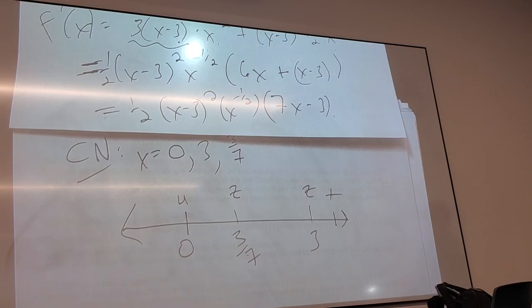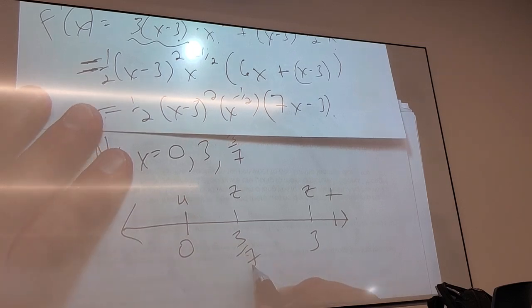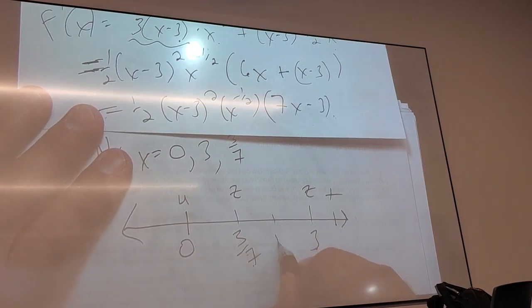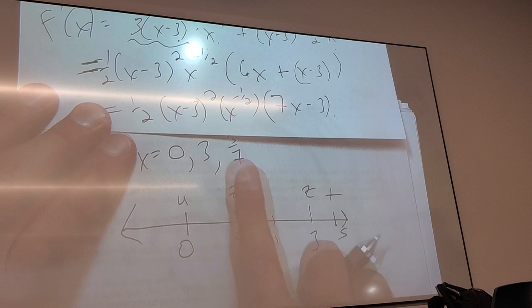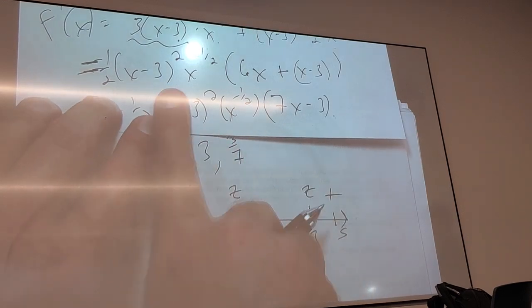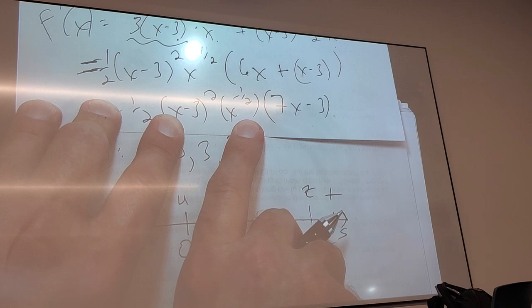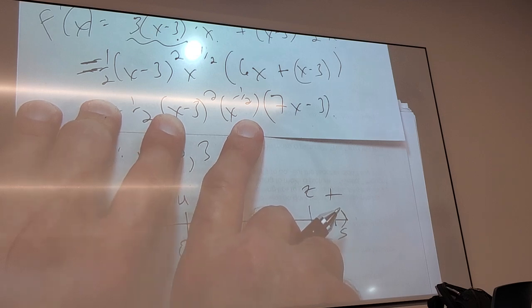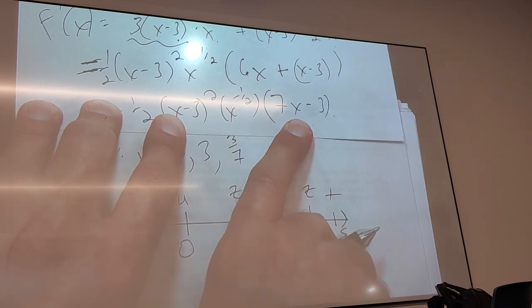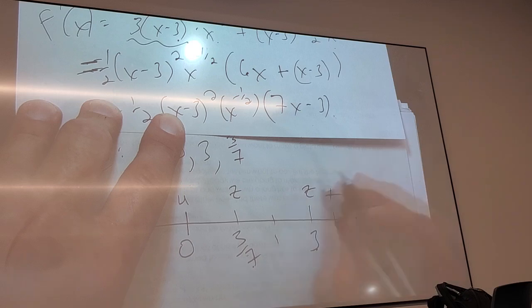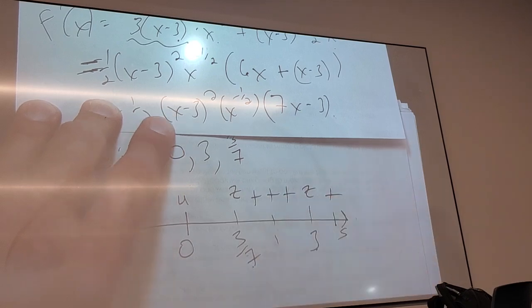I don't care what the number is. Can you plug it in your calculator? Sure. Should you need to? No, because all you care about is the sign. Give me any number between 3/7 and 3. 1. So if I plug a 1 in, what's the sign of this? It's squared, so of course that's positive. The square root of 1 is positive, right? That's positive. So this whole region is positive. You with me?